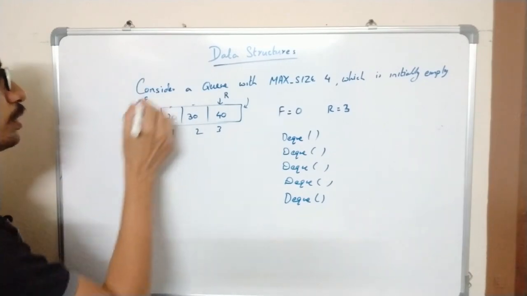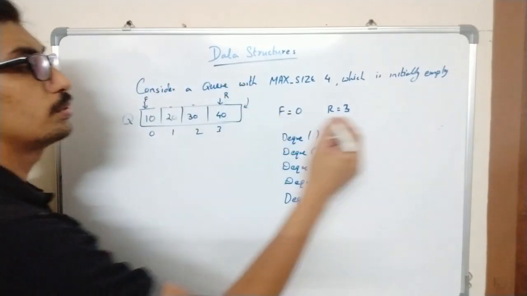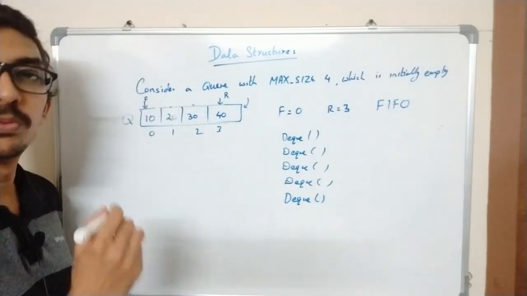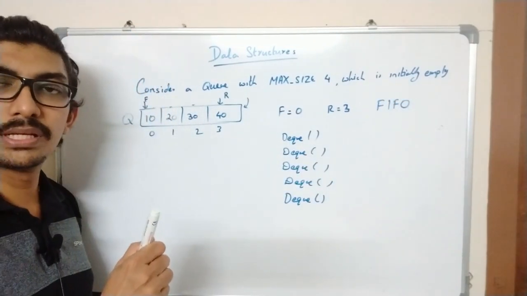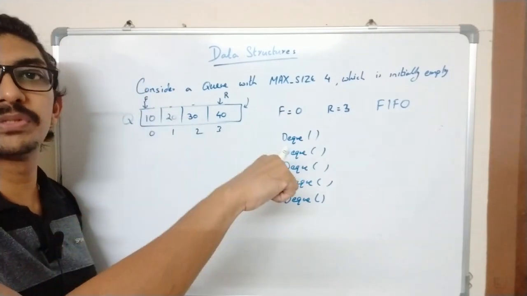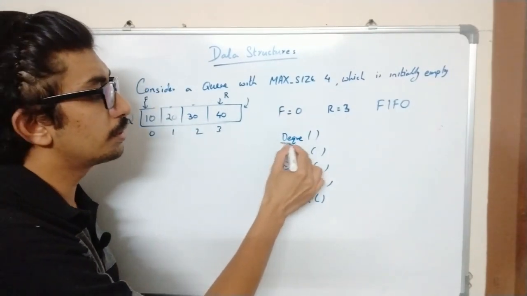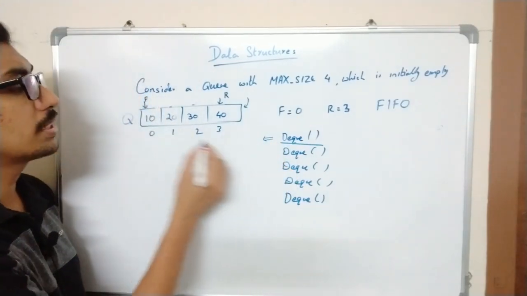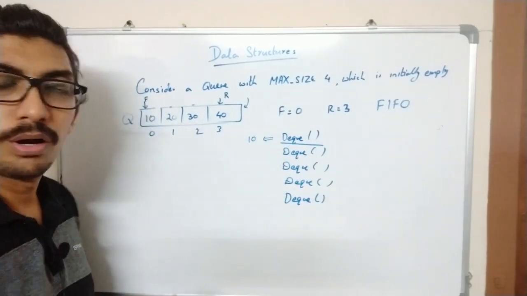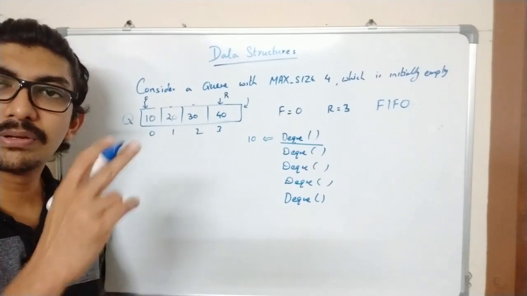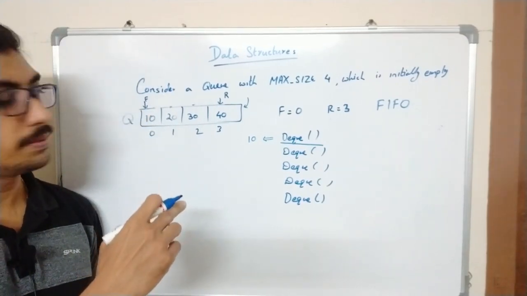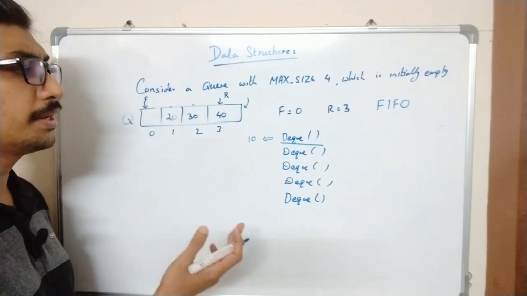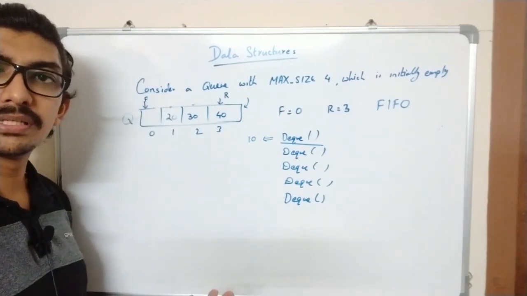So as you know, a queue follows the FIFO principle, which means the first element to be deleted will be the first element which was inserted. So whenever you are doing a dequeue, the element you obtain will be, in this case, 10. Whenever a deletion is happening, it will be happening through the front end. So 10 will be deleted, and what will be the next element to be deleted?